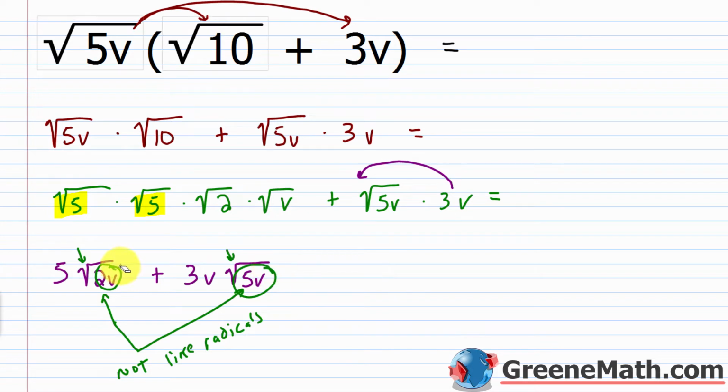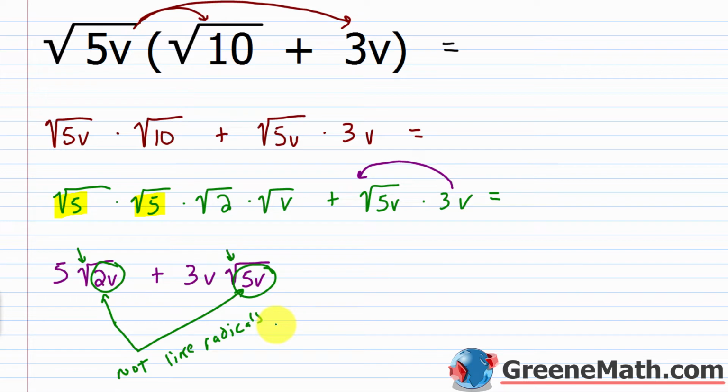Where students get confused on this is they're used to looking at like terms. So if I had 2v plus 5v, those are like terms. I can combine that and get 7v. But that's not the case here. It doesn't work that way with radicals. For like radicals, you have to have the exact same radicand. So if this was 5v and this was 5v, you're good to go. But in this case, we have 2v and 5v, not good to go. So we don't have like radicals.